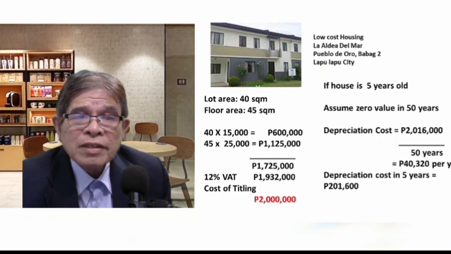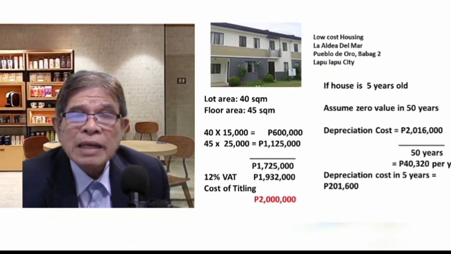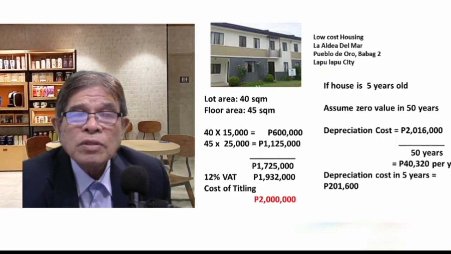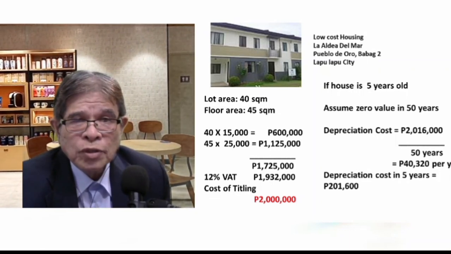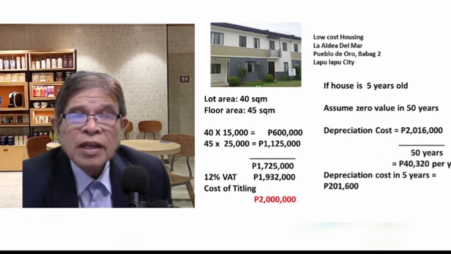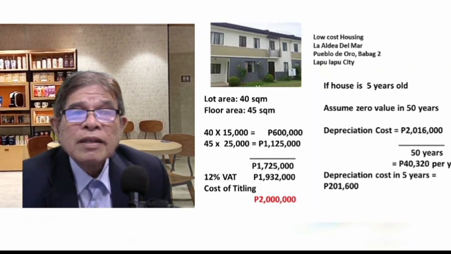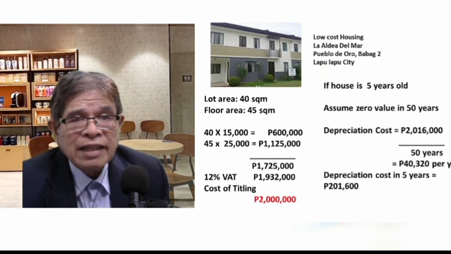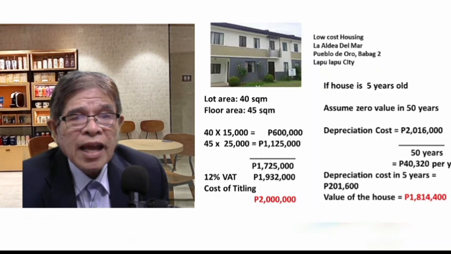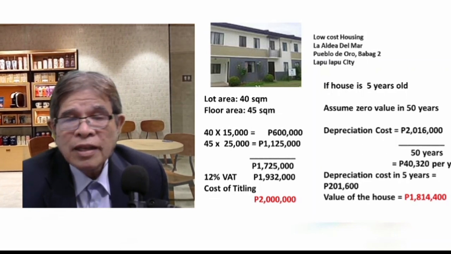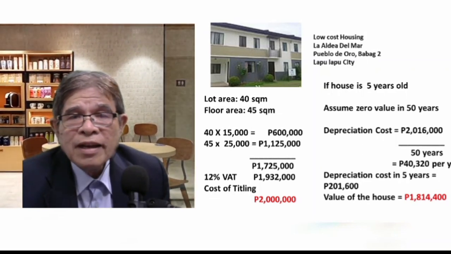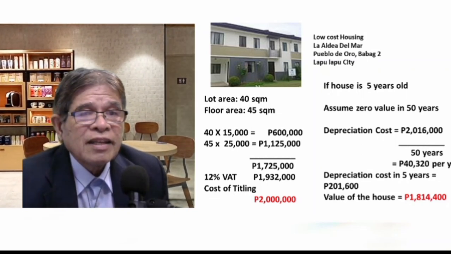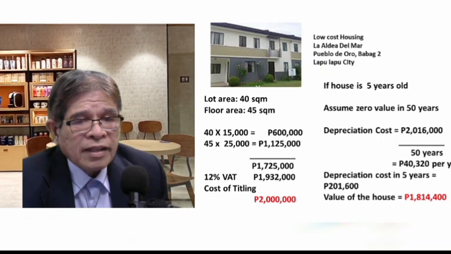So in 5 years, you have to multiply 5 times 40,320. That's 201,600 pesos depreciation cost. You deduct that from the price, which is 2,016,000. And so the value of the house is 1,814,000.